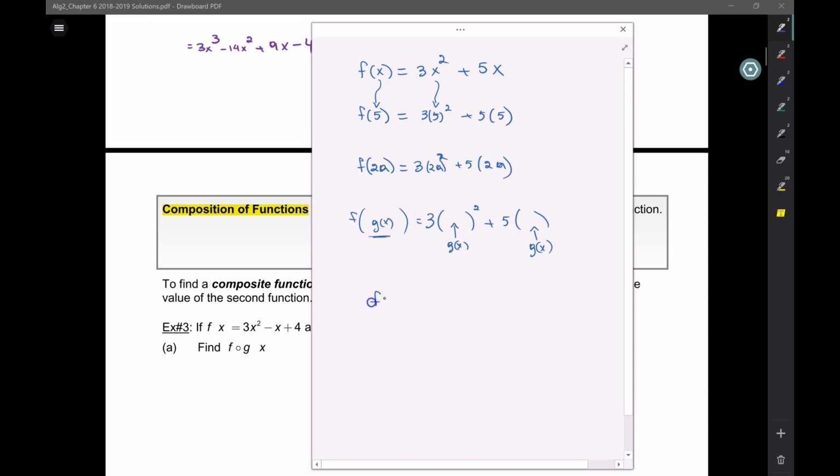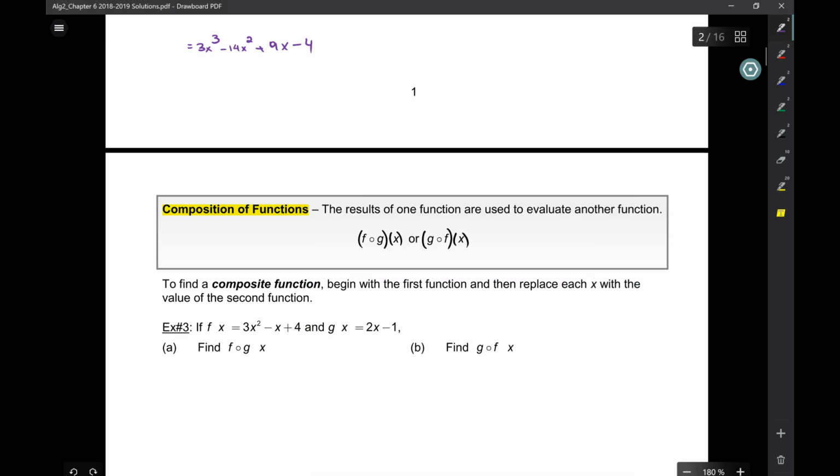Now, again, I can write f of g of x, but just like we talked about before, there is a more concise notation. There is a second notation. It looks like this: f circle g of x. Those mean the same thing. F of g of x. Okay? They mean the same thing. So here, that's what we have to do.